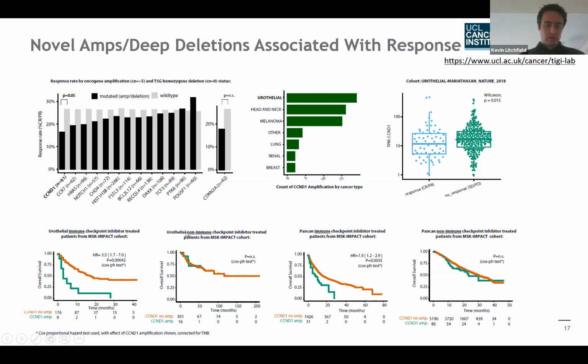This is in a negative control of bladder cancer patients from the same study not treated with immunotherapy. There was no significant difference. And then similarly for a pan-cancer cohort here of around 1,500 patients, we see a significant difference in survival for CPI-treated samples and then not in the non-CPI treated samples.